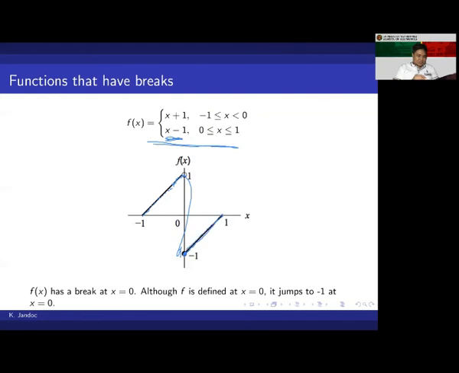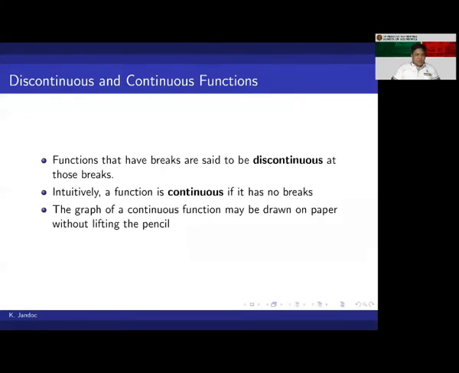So this function has a break, because when you were on this side, you were approaching f of x equals 1. Suddenly, as you go to 0, boom, it's now f of x equals negative 1. So that function has a break. Therefore, we have the intuition of what a continuous or a discontinuous function is. Whenever a function has a break, it is discontinuous at those breaks. A continuous function, intuitively, is a function that has no such breaks.